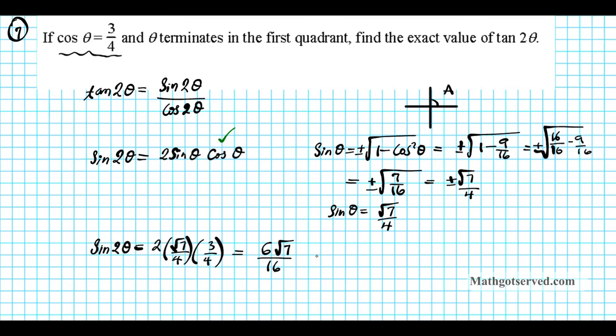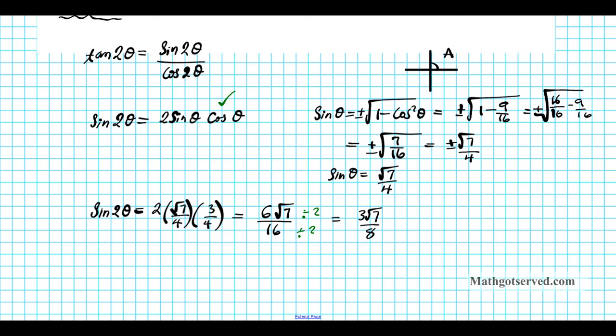You can divide the top and bottom by 2. 2 is a common factor. So this becomes 3 root 7 over 8. So there goes the answer for sine 2 theta. Now let's find cosine 2 theta real quick, and then we'll be good to go.